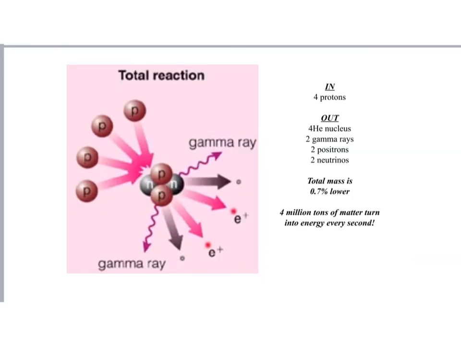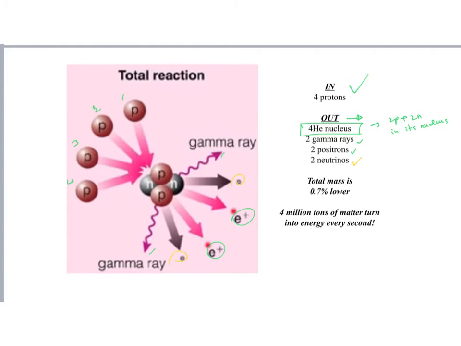Here is another diagram that explains exactly this. What do we have in? 4 protons. They interact together, and what comes out of the reaction is the helium-4 nucleus, which has 2 protons plus 2 neutrons in its nucleus. And then we have the gamma rays, 2 positrons, and the neutrinos.